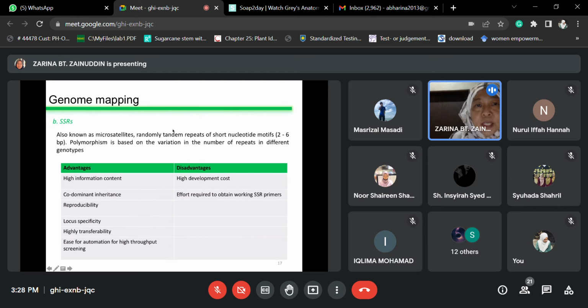So this is a technique of molecular markers based on PCR. Let me show you an example.